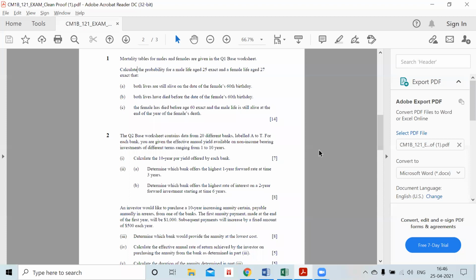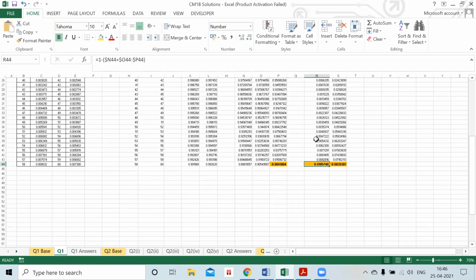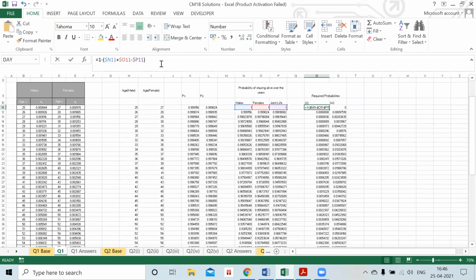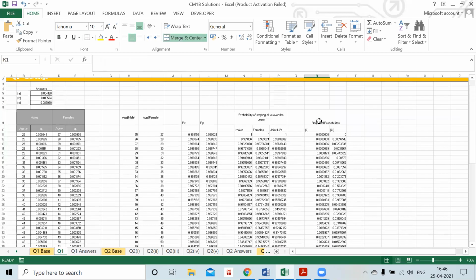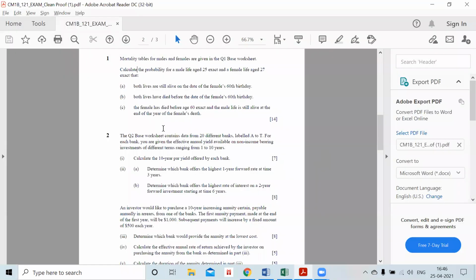Next, they said both lives have died before the date of the female's birthday. So this is nothing but the last survivor. The last survivor is 1 minus px plus py minus pxy, and the last probability is 0.010574.